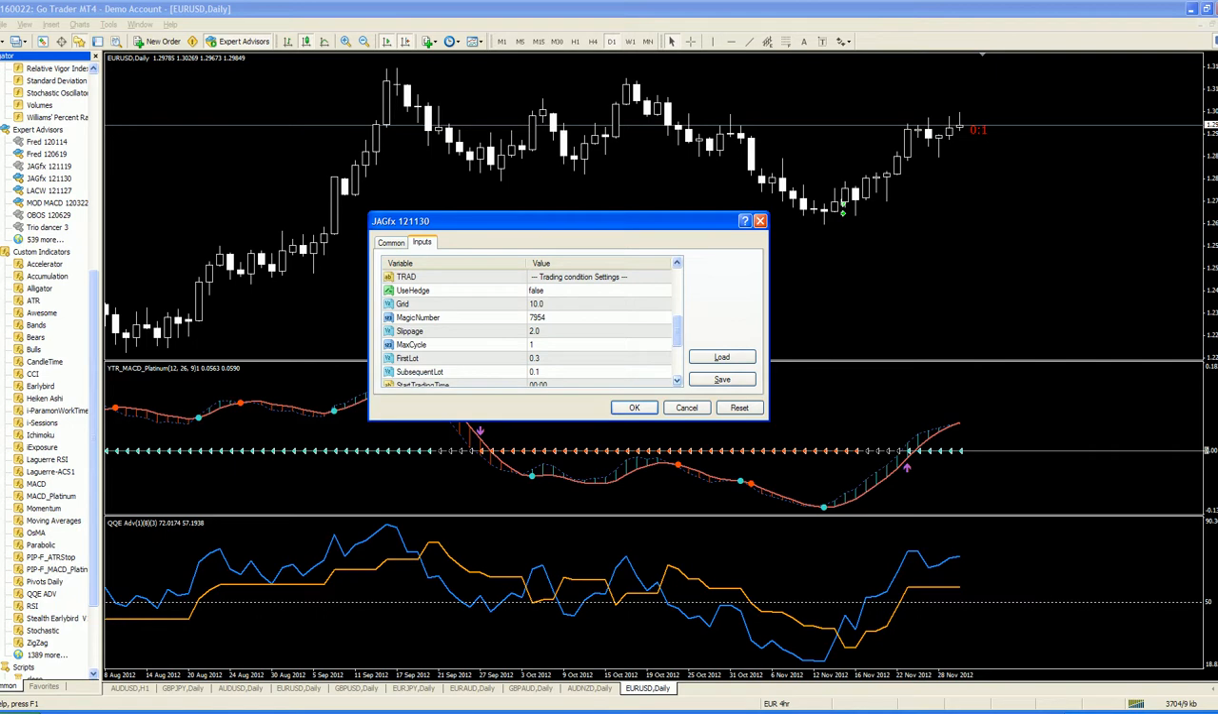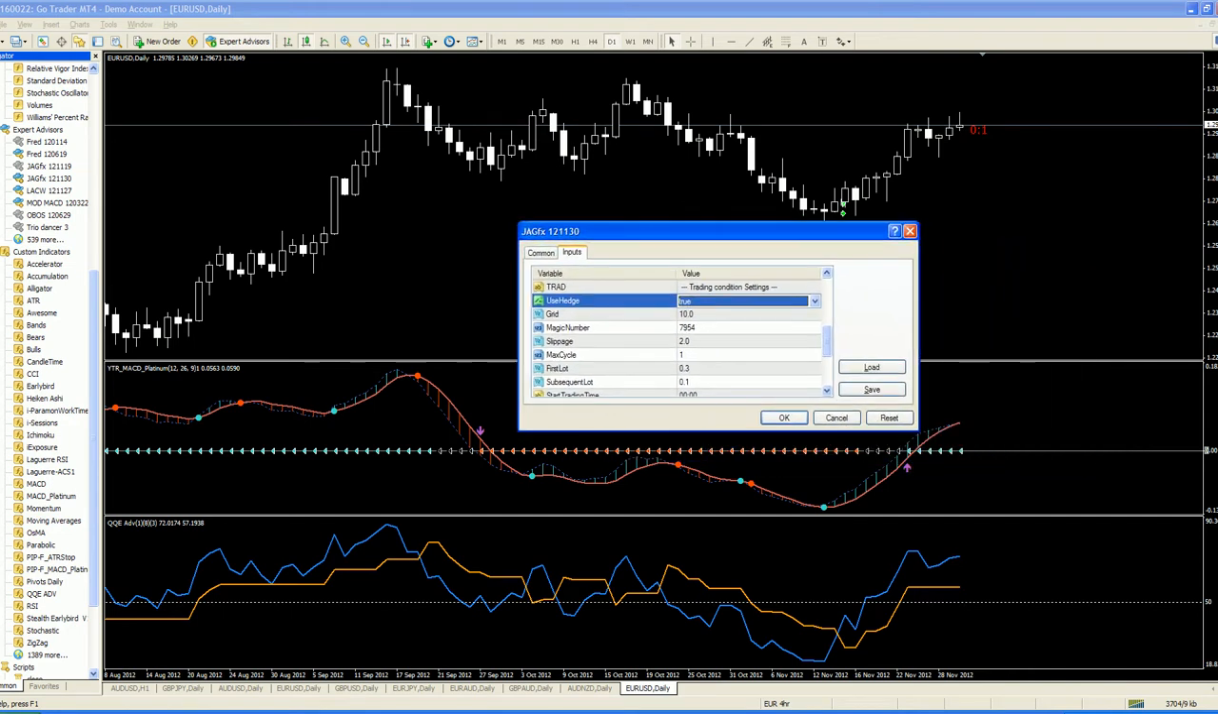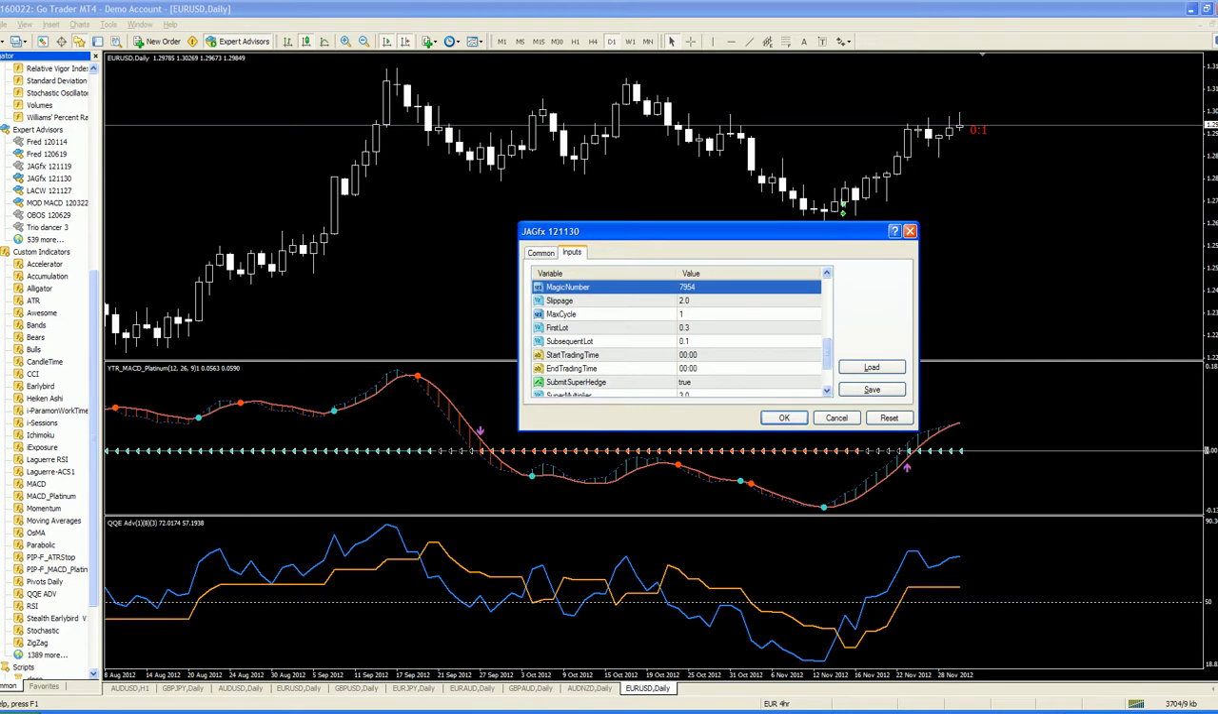What else have we got here? Now use the hedge. I normally select that to true. What happens there is if we're long in a trade and we get a new signal to go short, if you select true there, it'll automatically start taking trades in the opposite direction and leave your trades in the other direction running at the same time. So you'll have both short and long trades happening. Grid, that's explained in those notes on my website, exactly what you should put in that grid. Magic number, let's just leave that as is.